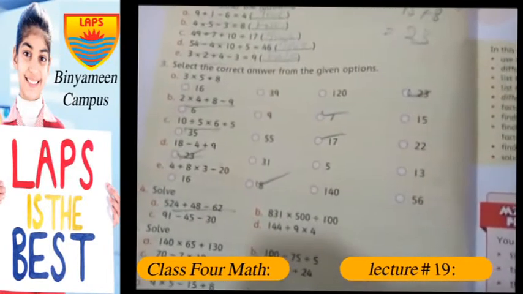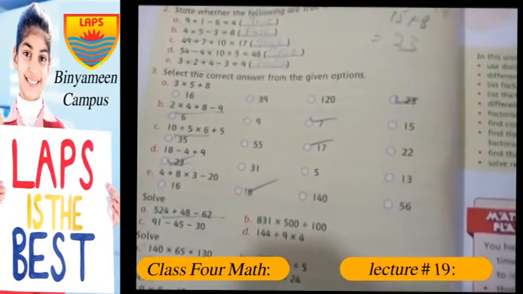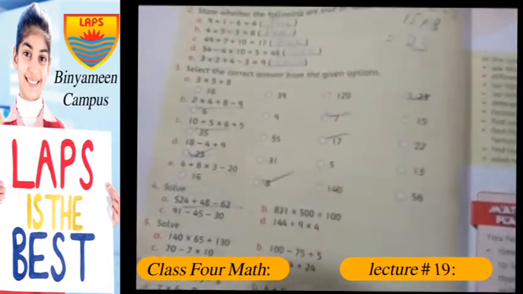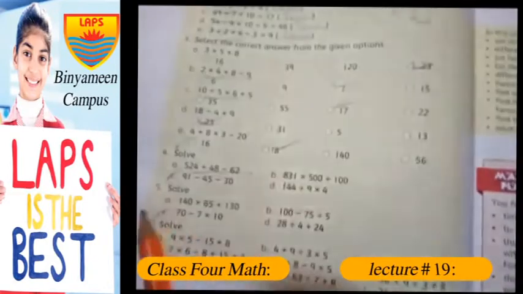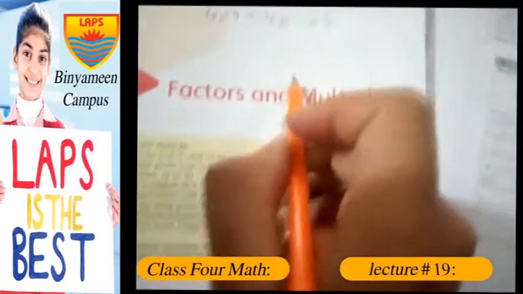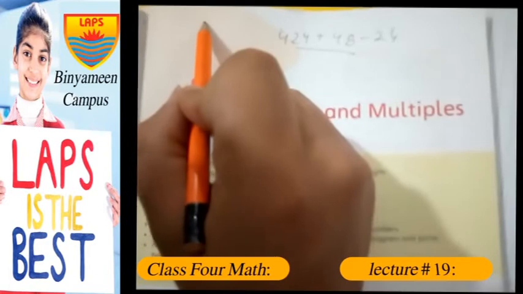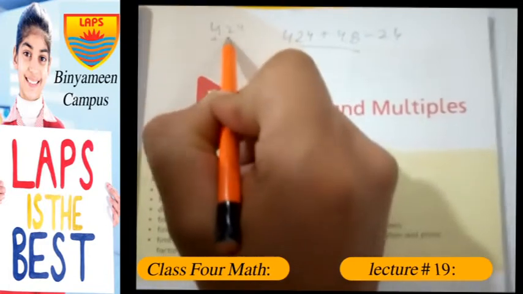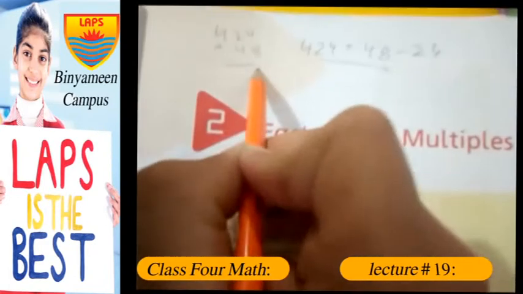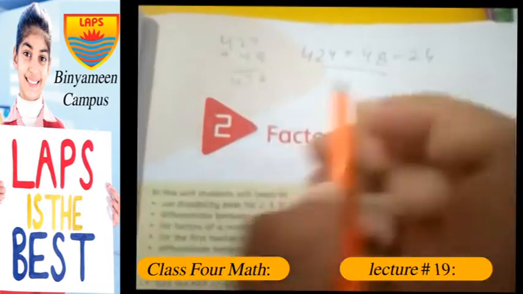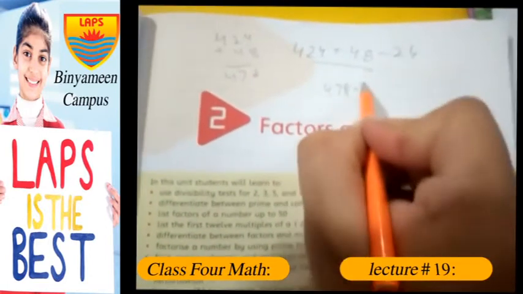Like the first one here says 524 plus 48 minus 24. These problems will be solved on your neat notebooks. For the first problem here, according to DMAS, we have to perform addition first. For that, 424 plus 48 makes 8 plus 4 is 12, 1 carry, 7, 4, and it makes 478 minus 24.